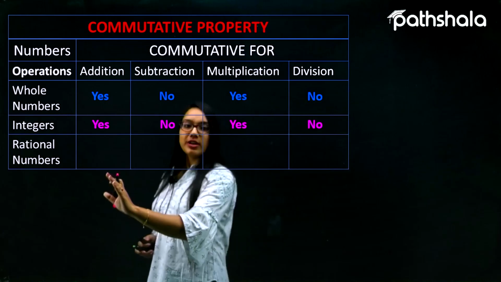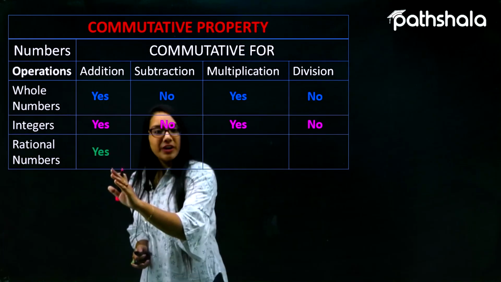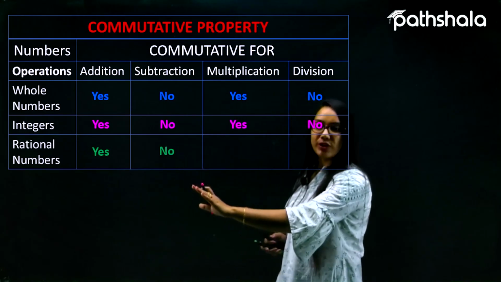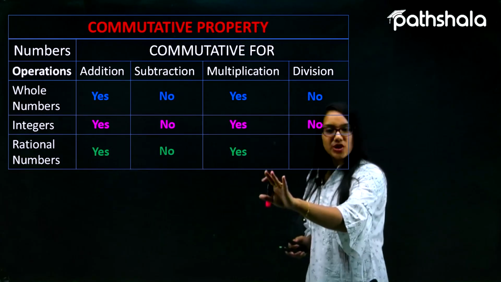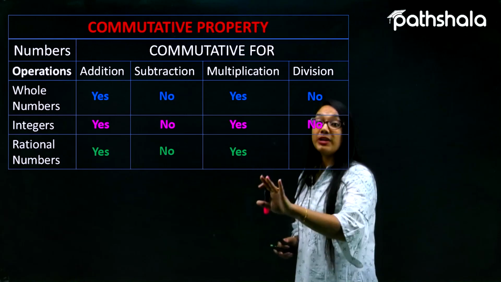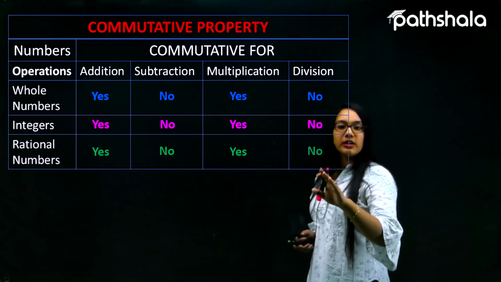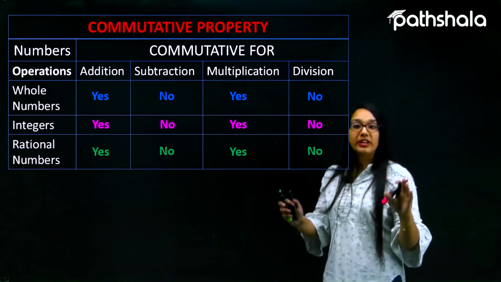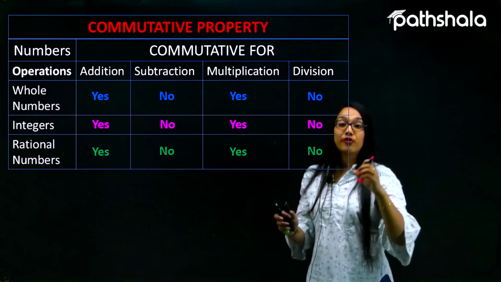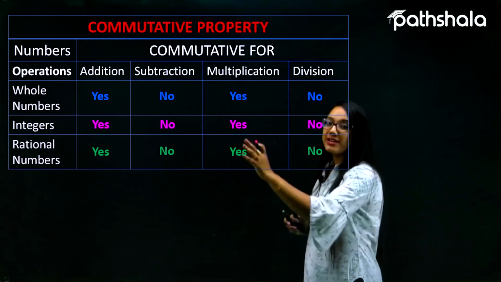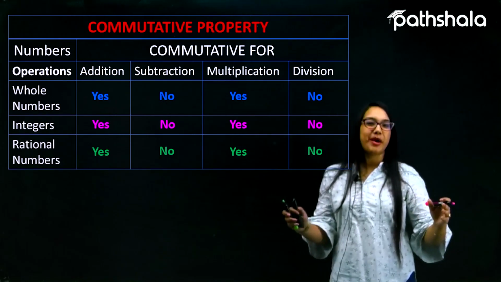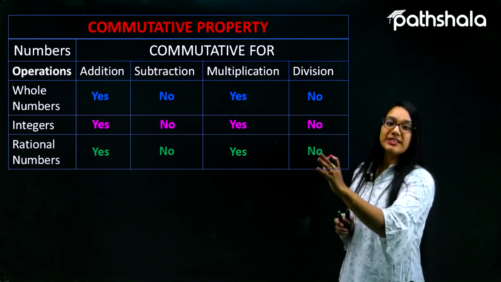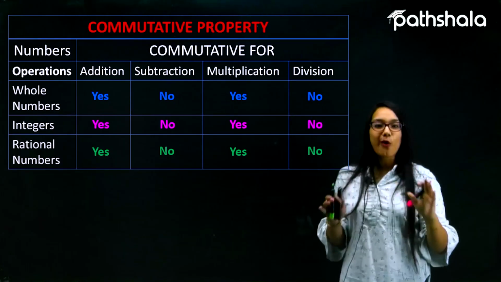So what about the rational numbers under addition? Are they commutative? Yes, they are commutative. What about subtraction? No, they are not commutative for the subtraction. For the multiplication, yes, they are commutative, because A into B is equal to B into A. What about the division? The answer will be no. So this is all about the commutative property for the different operations for the different numbers, that is the whole numbers, integers and rational numbers. I hope the commutative property for all these numbers and for all these operations is clear to you.